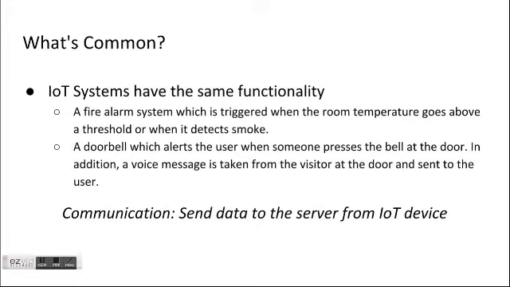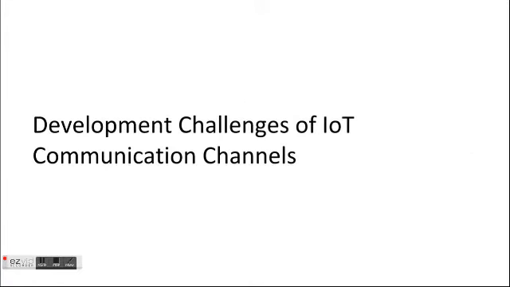So we know what's common here. The communication part: whether it's a smoke detector system or a doorbell system or any other IoT system, the communication will always be the same. The device will send some data to the server, and the communication part is always going to be common. The system might be different.